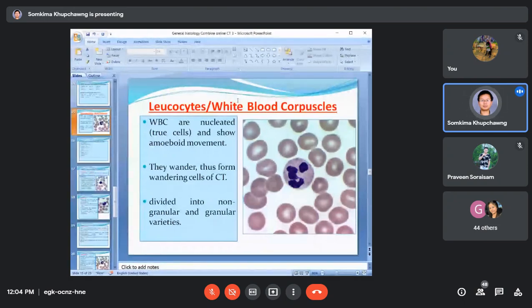Then the WBC can be divided into granular and non-granular varieties. If the cytoplasm presents some granules, then it is known as a granular leukocyte. If no granules are present, then non-granular leukocytes.